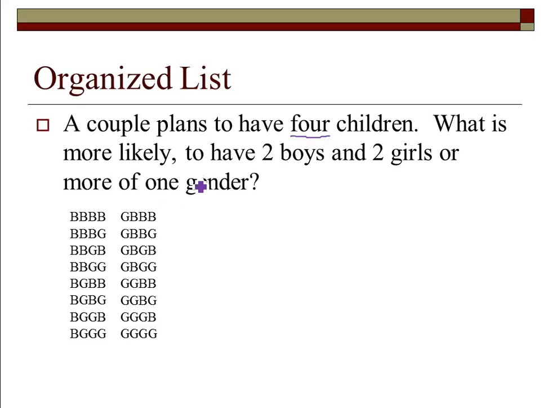So here's one thing that helps with counting. 4 children. I have 2 choices for the first child, 2 choices for the second, 2 choices for the third, 2 choices for the last, 2 times 2 times 2 times 2, and for you good math students, that's 2 to the 4th, or 16.